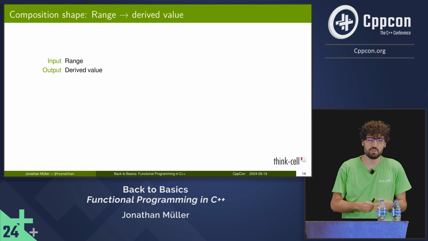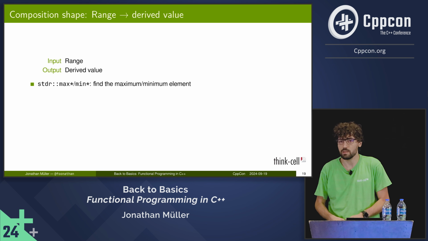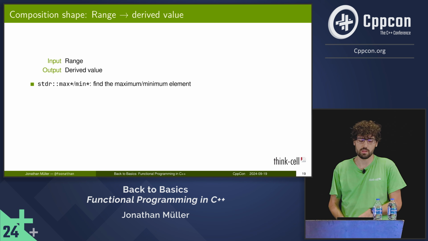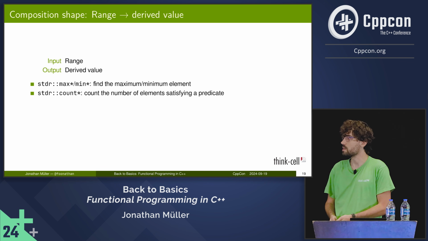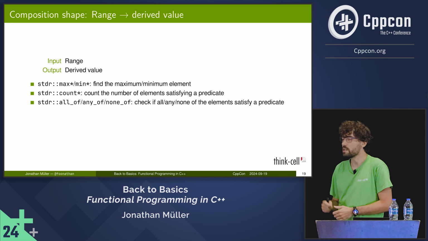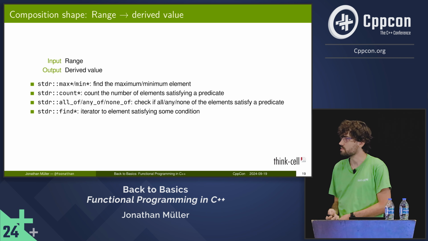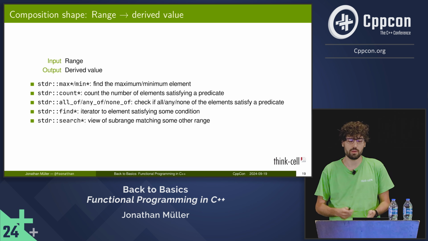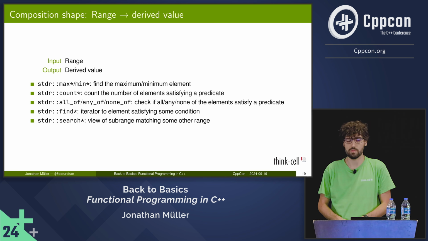And then we've got the composition shape where we have a range and we want a value, right? And for that, we've got functions, right? For example, max and min return you the maximum or minimum value. There are some variations that give you an iterator instead, if you want an iterator to the thing, and so on. Count is another one that takes a range and counts all elements that satisfy a predicate. We've got all of, any of, none of. They return whether all of, any of, or none of the elements satisfy a predicate. And then we've got find, to find a particular element or one that satisfies a predicate, and search to get a subrange that matches some other range. And those are used when you have a range and you want to get a particular value out of this.